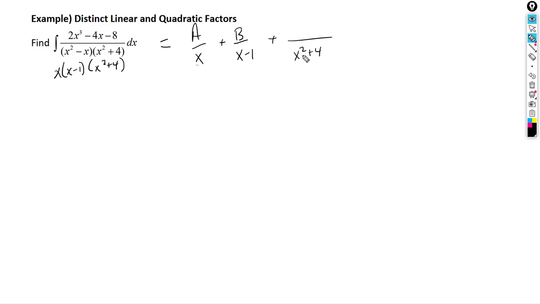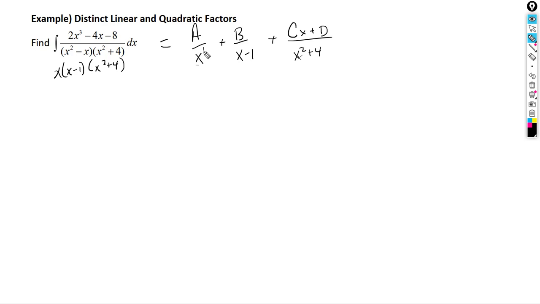But when I have a quadratic factor in my denominator, my numerator is going to use the next available letters: Cx plus D, or Dx plus E, or whatever the next two available letters are. This is how I always write this fraction, because the exponent in my denominator always needs to be greater than the exponent in my numerator.